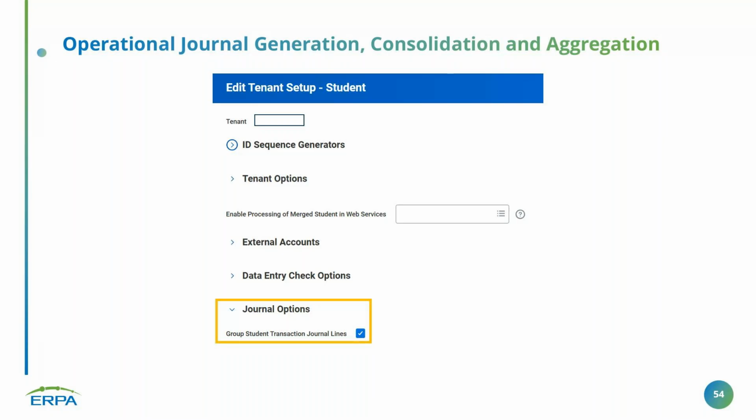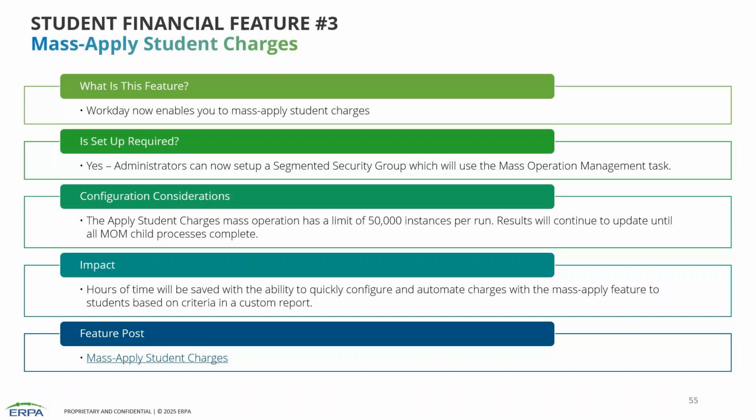And lastly, it may be a small feature, but mass apply student charges can be impactful for your institution. Workday now enables you to mass apply student charges for perhaps late fees, late registration fees, add fees, drop fees. This has the potential to save hours of time and work just by automating some charges. This can be done within the Mass Operation Management functionality, often known as MOM, which you now have the ability to apply student charges with. This allows you to mass apply administrative fees to students based on criteria from a custom report. On our next slide, we can show you how that can happen.